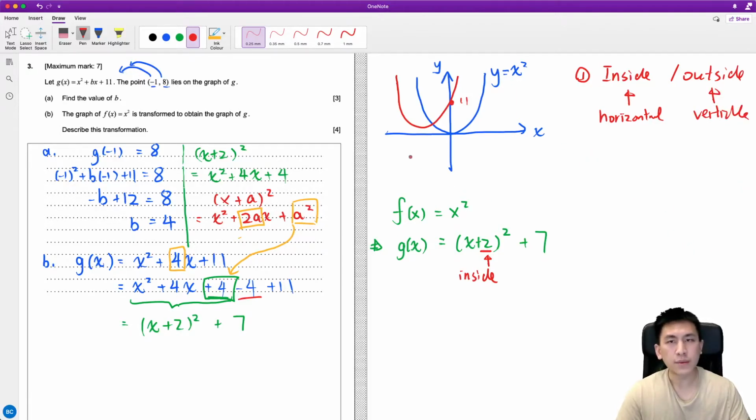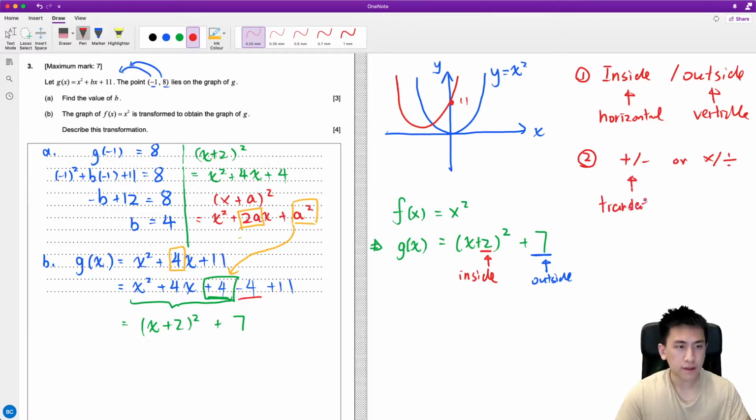Then the 7, let me use blue, is outside, because the 7 happens after you square it. Afterwards, you ask yourself another question: is it plus or minus, or is it times or divide? If it's plus or minus, it will be a translation, meaning simply moving the graph. If it's times or divide, it would be a stretch.